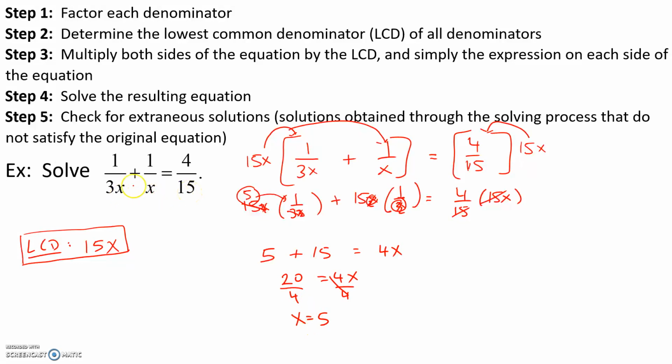So let's take x equals 5, plug it in. 3 times 5 is 15. X is 5, and then that's 15. As long as we don't get a zero denominator from our solution, we're okay. So when you plug in x equals 5 into the denominators, it does not give you a 0. Therefore, x equals 5 is not extraneous, and it is a valid solution.